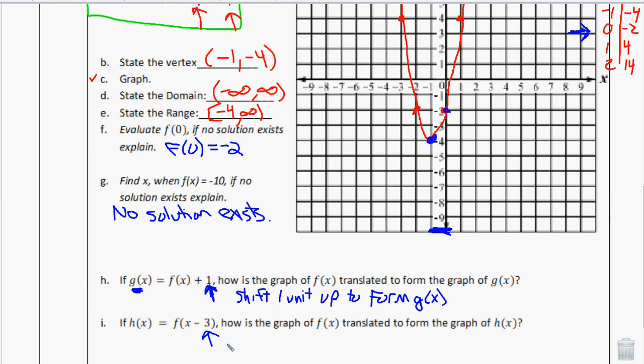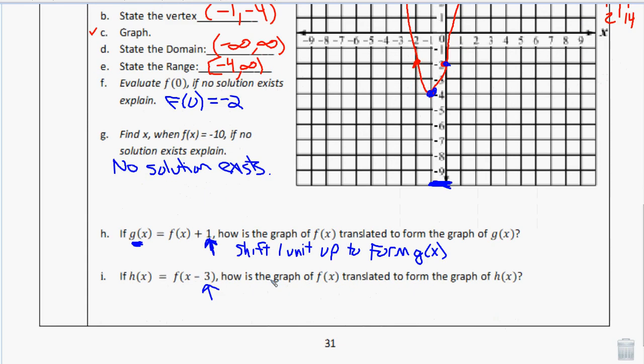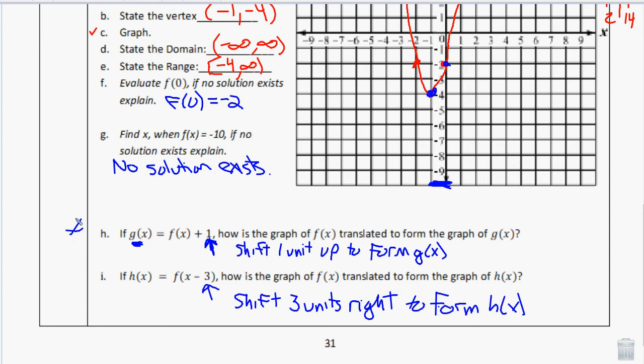And now h of x is going to be created from f of x, and it's f of x minus 3 in parentheses. This is a shift to the right 3 units. You have to be able to explain these shifts. It's a mandatory thing. This is not too hard for you to understand. We've been doing tons and tons of shifts since we started with our absolute value functions.